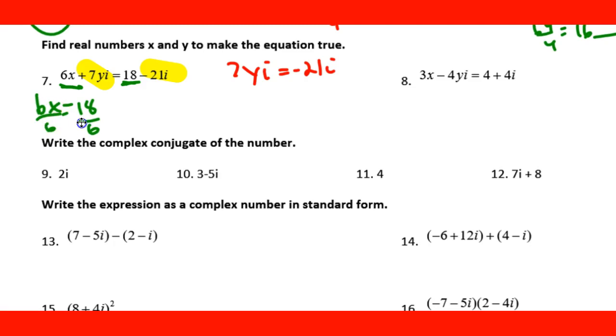So you solve right here for the variable, and then over here we're going to divide by 7i. Now the i's cancel. Negative 21 divided by 7 is negative 3. So that's x, that's y.